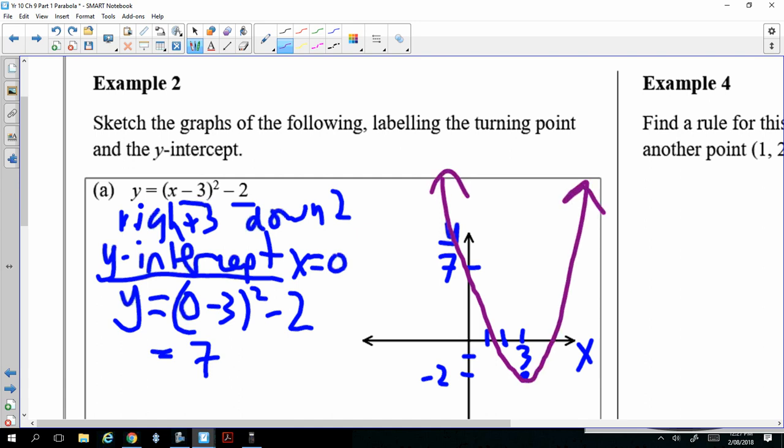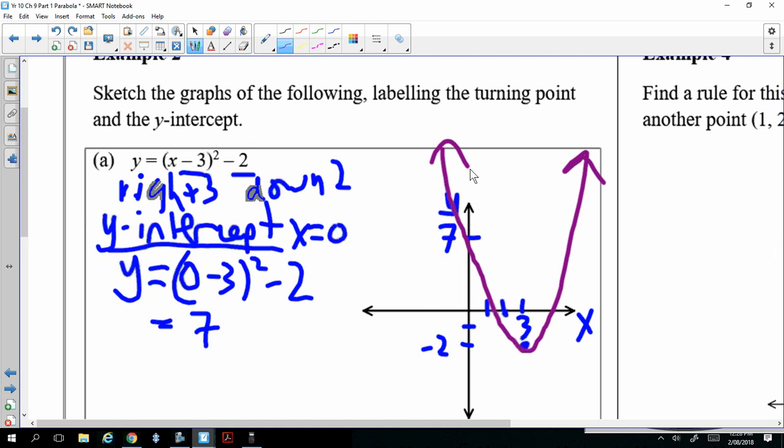Make sure you label the turning point. So label the turning point means you're going to write next to the vertex, write down 3, -2. Labeling the turning point, I'll call the vertex. I think that's all. Try the next one.